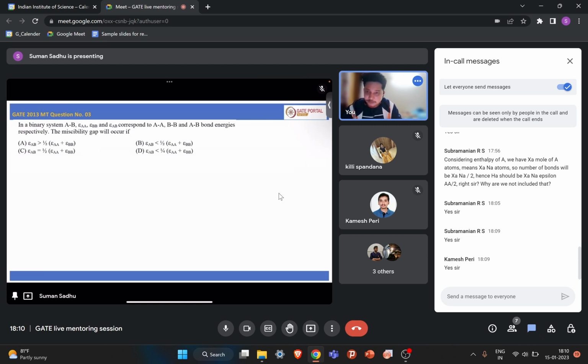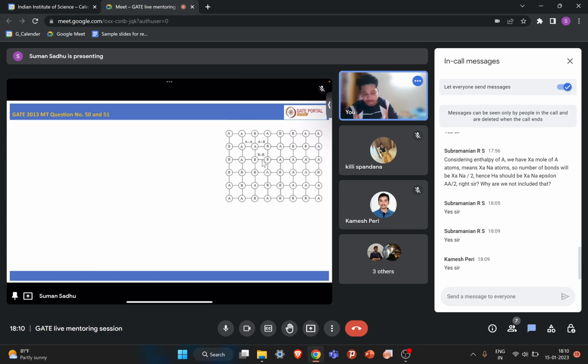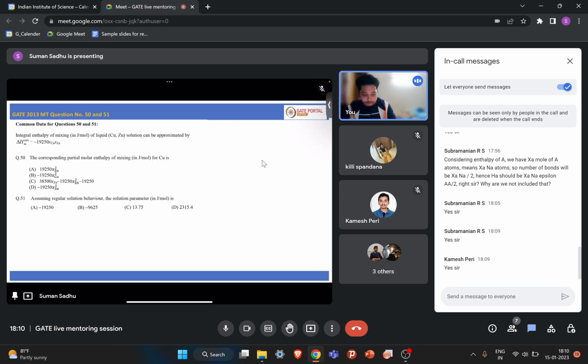This is question number 3 of GATE 2013 Metallurgical Engineering. So the question is, in an AB system, epsilon AA, epsilon BB, and epsilon AB correspond to AA type, BB type, and AB type bond energies. Then the miscibility gap will occur if... Okay, to solve this question, I have to cover what the miscibility gap is and this concept. So I'll be back to this question after some time. So first, let us solve this one, because this concept we have covered already.